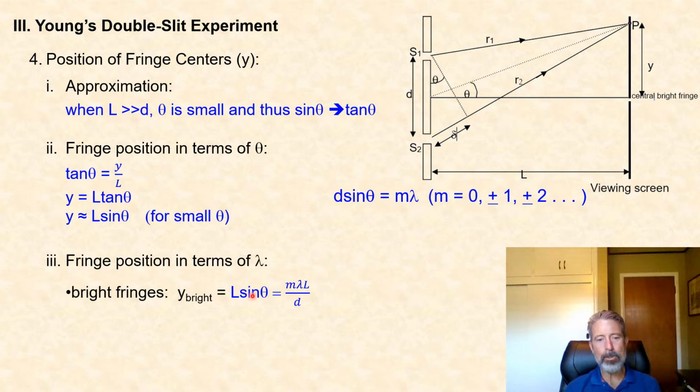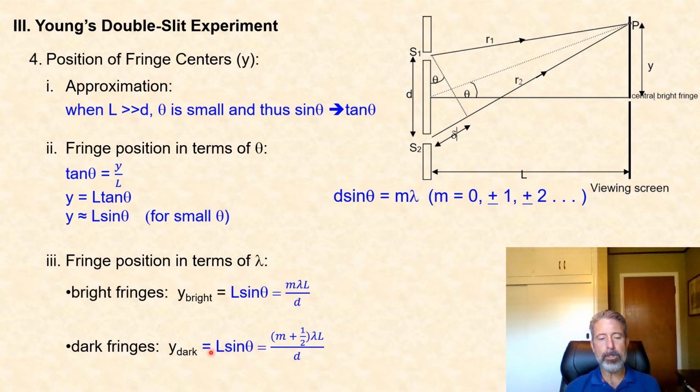When we substitute that in for sine theta, we find that these positions on the viewing screen, the bright fringes, are given by this equation here: m times lambda times L over d. Of course, m takes on these integral values. We can do the same for the dark fringes on the viewing screen.